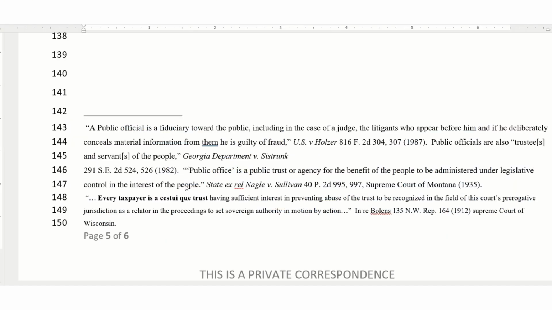All right, right here, right? Every taxpayer is assessed to pay trust, assessed to sue trust, having sufficient interest in preventing abuse of the trust to be recognized in the field of this court's prerogative jurisdiction as a relator in the proceedings to set sovereign authority in motion by action, whatever the hell that means. But anyway, every taxpayer is assessed to pay trust.